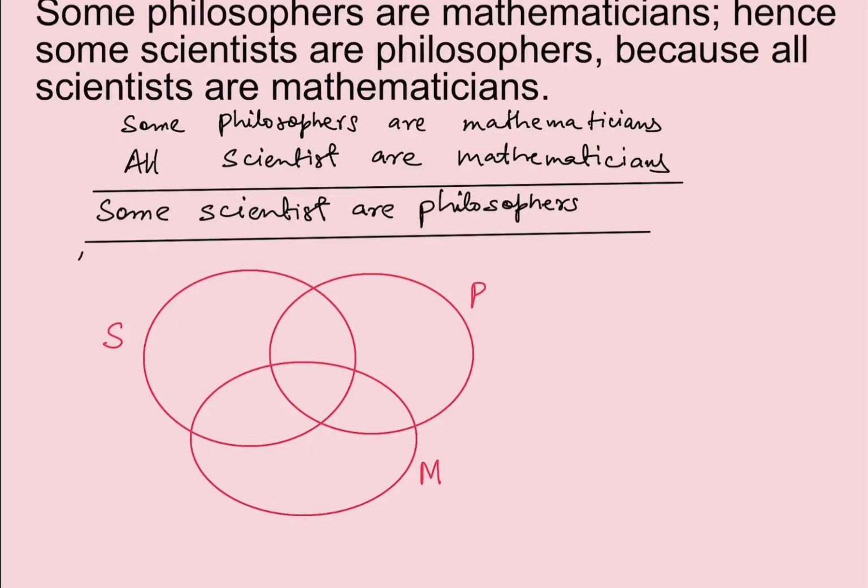Now let's see a question. Just may aapke statement form given. So this is the last question. Some philosophers are mathematicians. Hence meaning that this is a conclusion indicator. So just write the conclusion. Some scientists are philosophers because again a premise indicator. So once you do that, philosophers major term, scientist minor term. So minor premise mein chala jayega.